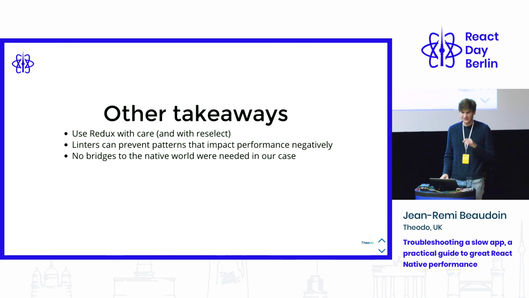So linters, obviously, as I mentioned, if you spot a practice which is don't put arrow functions in your props in your render method, well, there is a linting rule for that, so just use it. In that scenario, we haven't had to use bridges to the native world, so it was all JavaScript improvements, which we were not sure were going to be enough. But in most cases, start with JavaScript improvements.